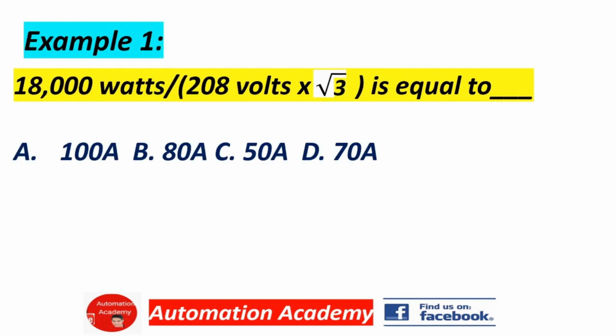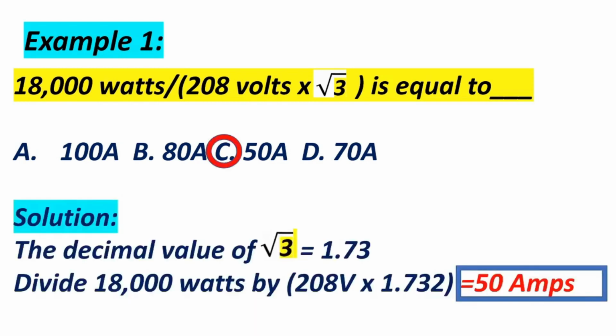Example number 1. 18,000 watts divided by 208 volts times square root of 3 is equal to. Answer C, 50 amperes. Solution. The decimal value of square root of 3 is equal to 1.73. Divide 18,000 watts by 208 volts times 1.73 equals 50 amperes.